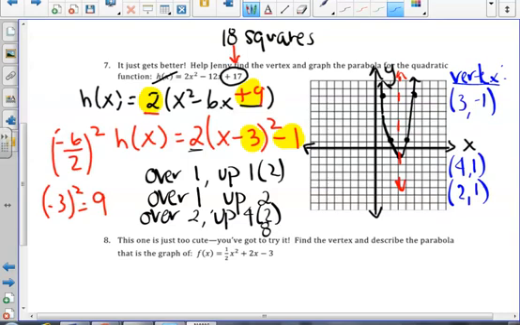Recall that the axis of symmetry must go through the vertex of the parabola. Therefore, my axis of symmetry in this case is the equation x equals 3. We know our vertex is 3, negative 1, and 2 other points would be 4, 1, and 2, 1. Therefore, we have graphed the correct parabola.